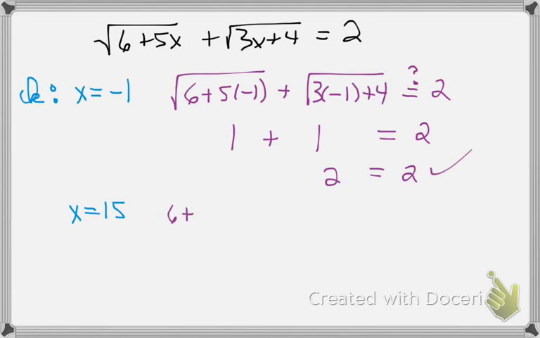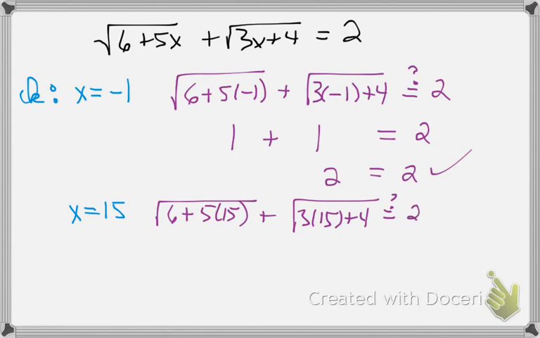So we've got 6 plus 5 times 15 under a square root, plus 3 times 15 plus 4 under a square root. Hopeful that that's all going to come out to 2. So 5 times 15, that's actually 75. Plus 6 is 81. So 81's perfect square is 9.